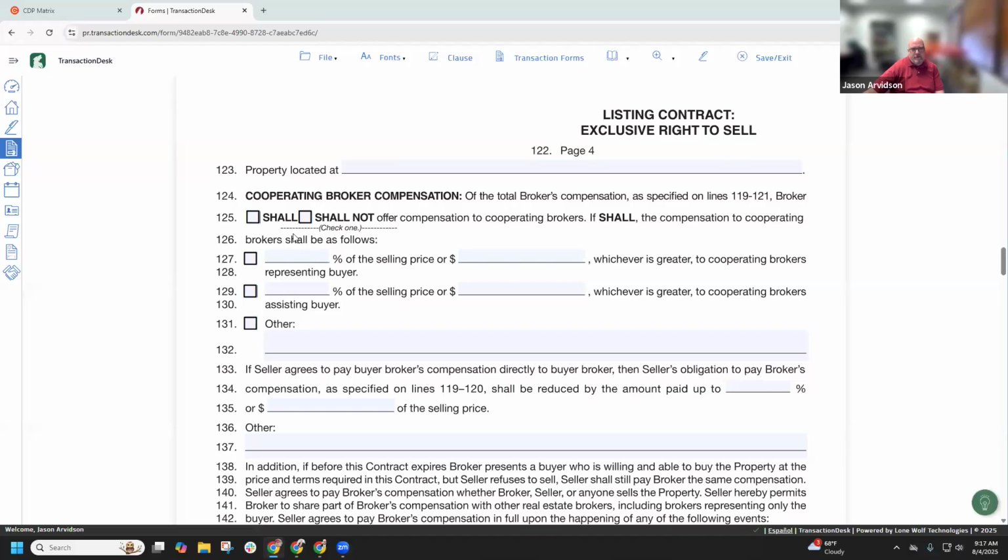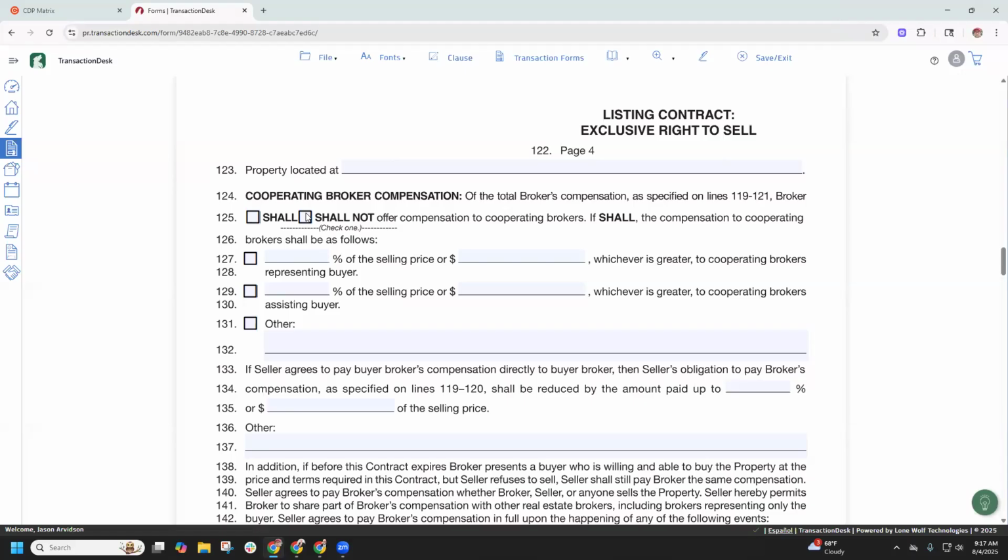I can't stress enough that cooperating broker compensation doesn't work well for your sellers. And as a result, you should work very hard on not having them do that process. Go ahead, Krista.